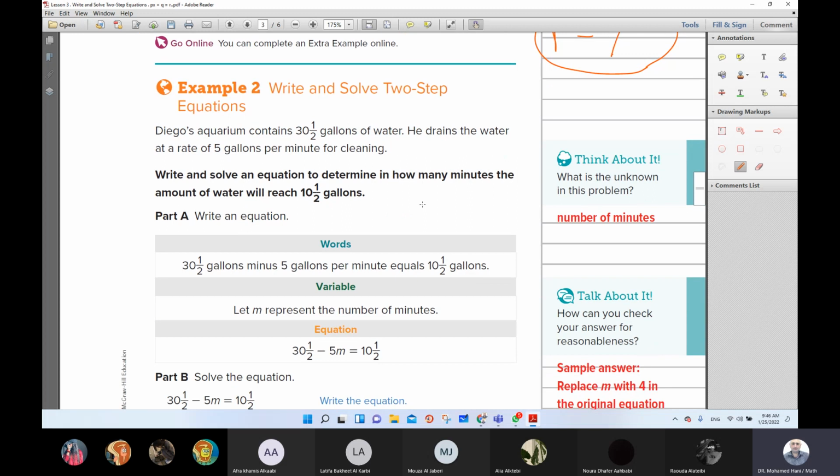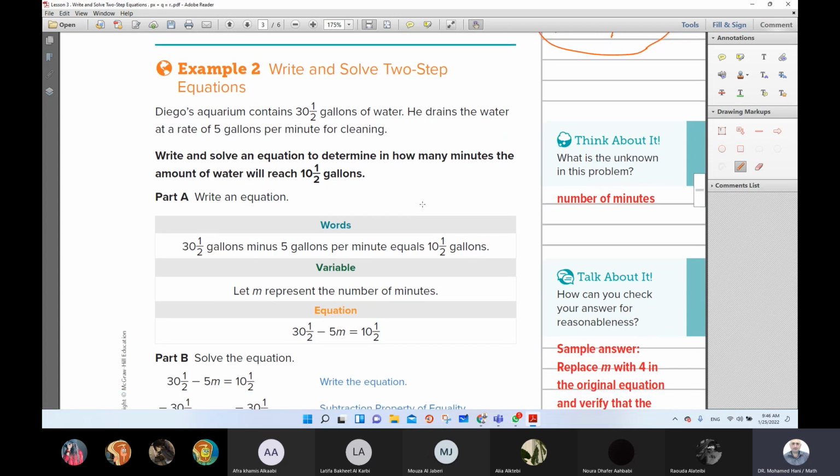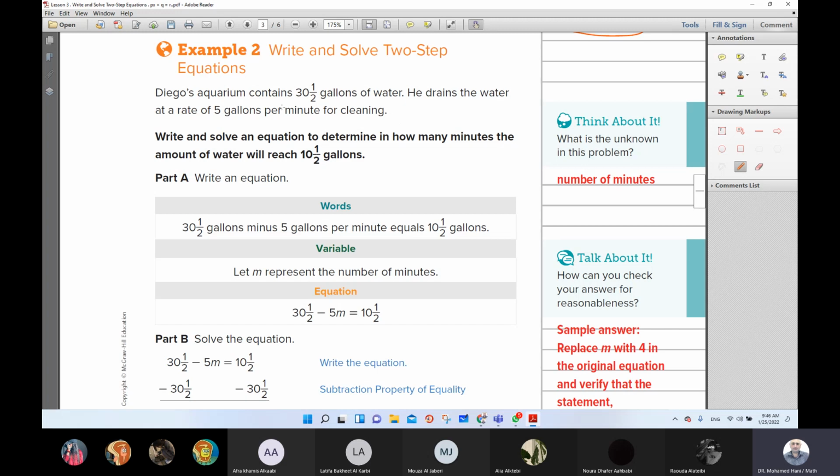The second example, write and solve two-step equations. Diego's aquarium contains 30.5 gallons of water. He drains the water at a rate of 5 gallons per minute, but we don't know how many minutes. So here means a missing value, so you can represent it with a variable. For cleaning, write and solve an equation to determine in how many minutes the amount of water will reach 10.5 gallons.